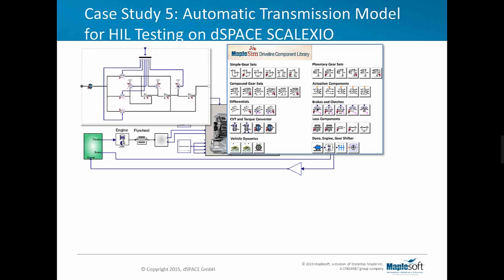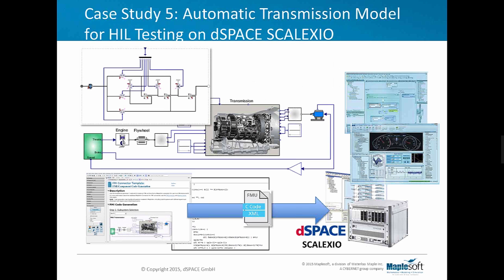It is a collection of components written in Modelica that enables the generation of a variety of powertrain and driveline components with ease. So these components were used in this transmission, and that part was exported with the appropriate inputs and outputs for different types of actuation, measurements of speeds, and actuation for clutches and brakes within the transmission, and exported to the SCALEXIO platform.